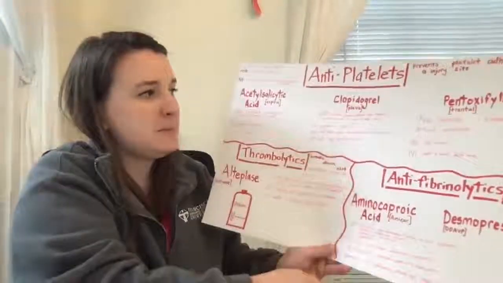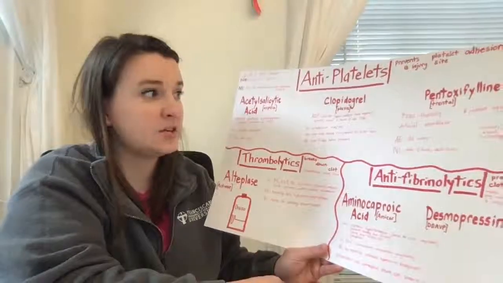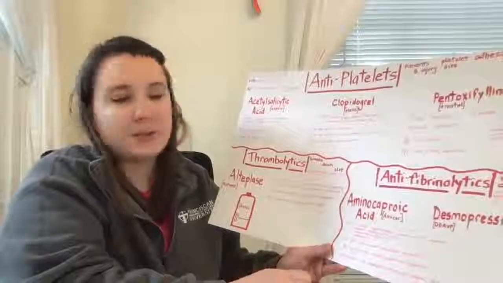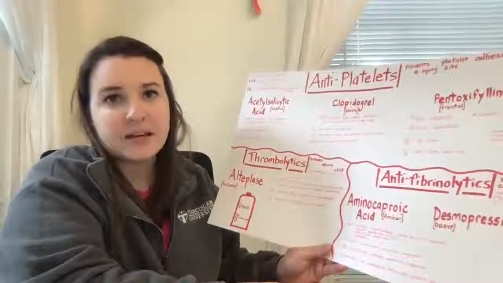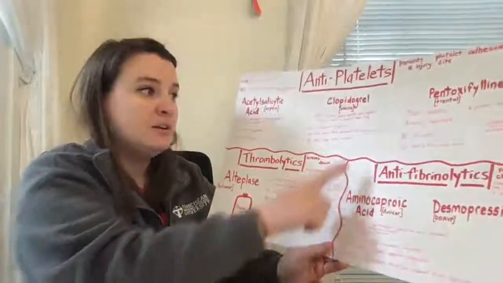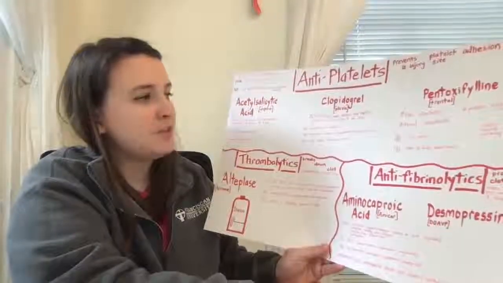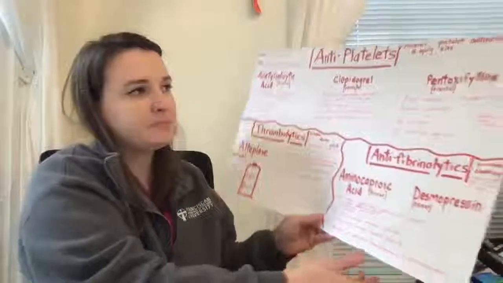Plavix is an ADP inhibitor, which makes platelets bind together. So this prevents the release of factor 4 and factor TXA2. So this is for the prevention of TIAs and myocardial infarctions. Adverse effects can include chest pain, edema, flu-like symptoms, GI issues, and rash. The nursing implications are that the patient needs to stop this drug 7 days before a procedure.